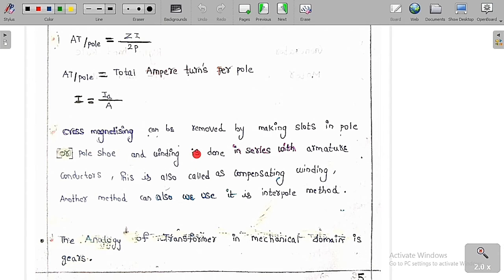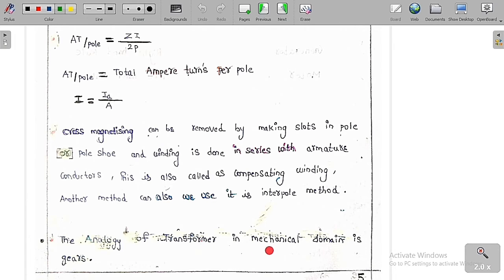The cross magnetization can be removed by making slots in the pole or pole shoe, and winding is done in series with the armature conductors. This is also called the compensating winding, and the other method is the interpole method. All three windings, the armature winding, interpole winding and compensating winding, are connected in series with respect to each other. The same current flows in each winding.